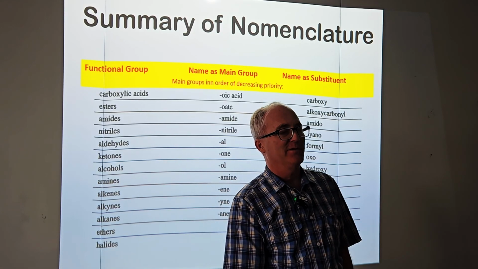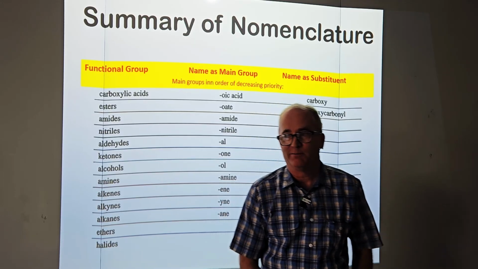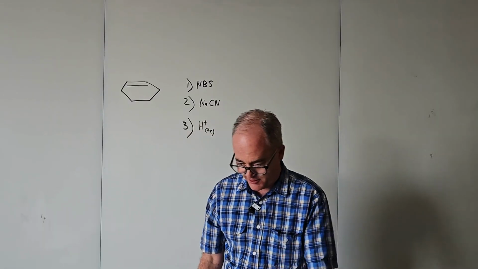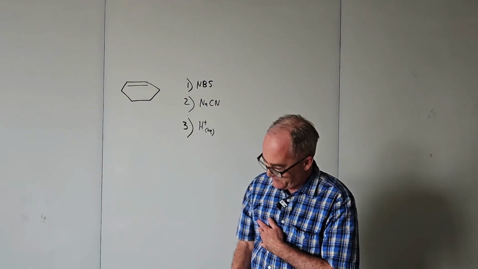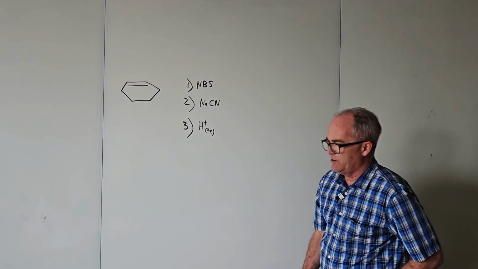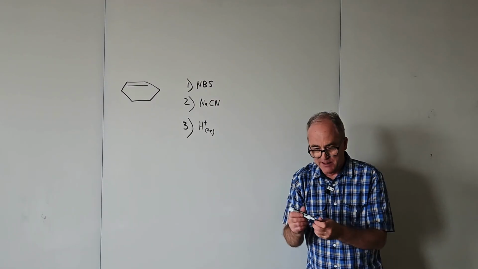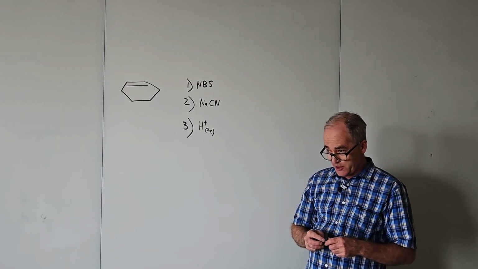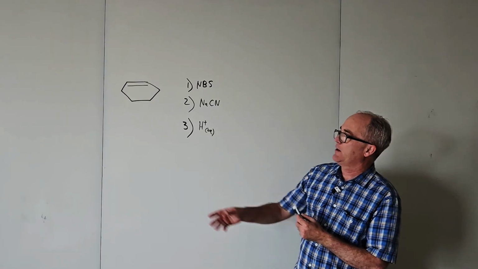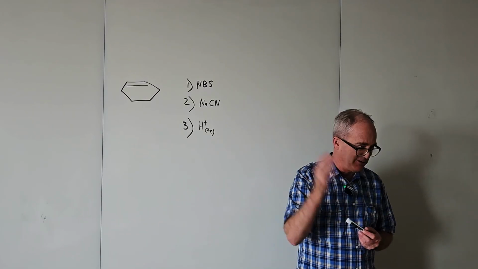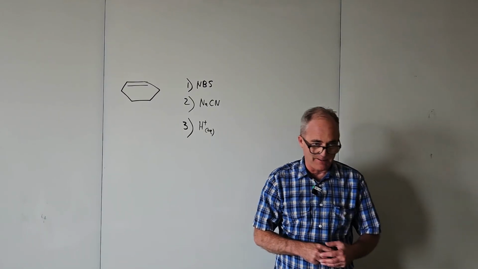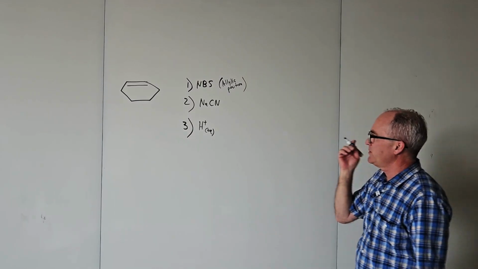Any questions over Monday's discussion? None? So this is the first thing that came off the top of my head as far as what we went over Monday. So what do you know about NBS? Bromination, and notice I have a double bond there. Does it go on the double bond or somewhere else? It goes on the allylic position.